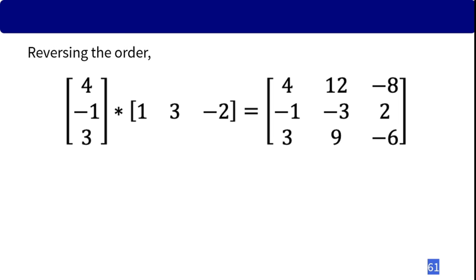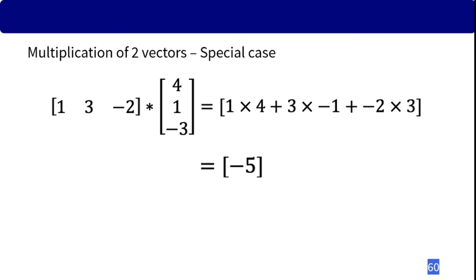What happens when we reverse the order? We multiply a column vector with a row vector, and we obtain a 3 by 3 product. We see here that it still follows the relationship between the sizes of the two matrices that are to be multiplied. For this first case, the first vector is of size 1 by 3, and the second is of size 3 by 1. We obtained a 1 by 1.